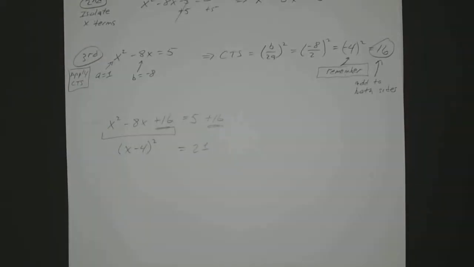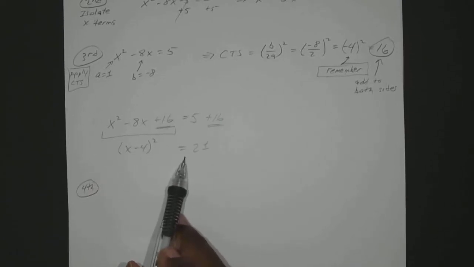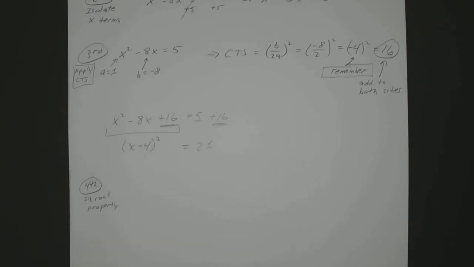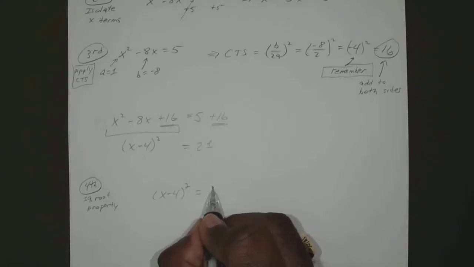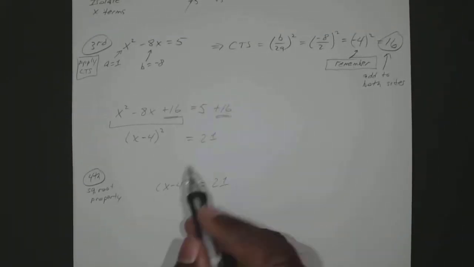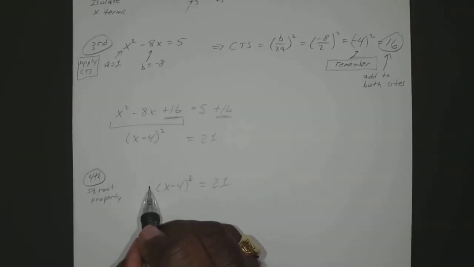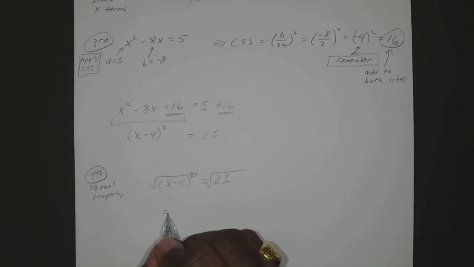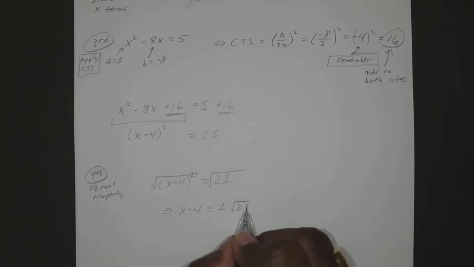There we go. Okay, now for the fourth step, you want to solve this using the square root property. So if we have x minus 4 squared equals 21, let me straighten up that 2 a little bit. We just square root both sides. So we have x minus 4 equals plus or minus square root of 21.